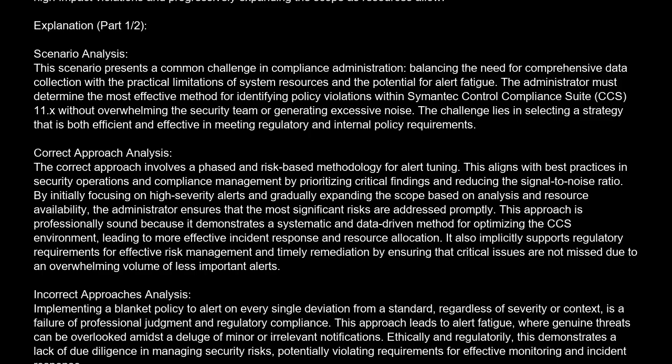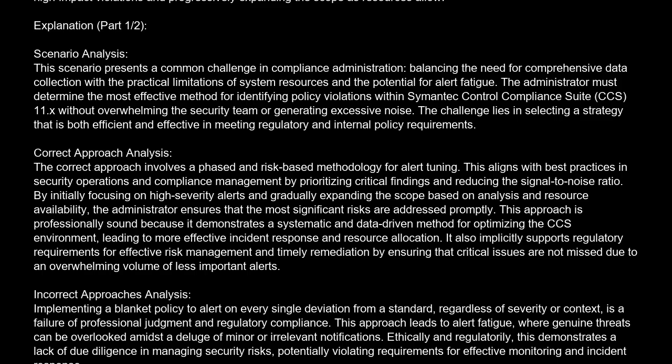This approach is professionally sound because it demonstrates a systematic and data-driven method for optimizing the CCS environment, leading to more effective incident response and resource allocation. It also implicitly supports regulatory requirements for effective risk management and timely remediation by ensuring that critical issues are not missed due to an overwhelming volume of less important alerts.